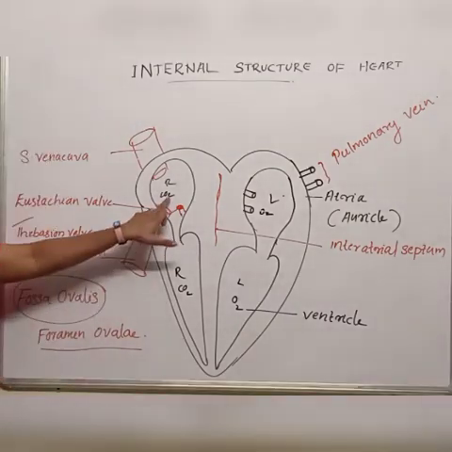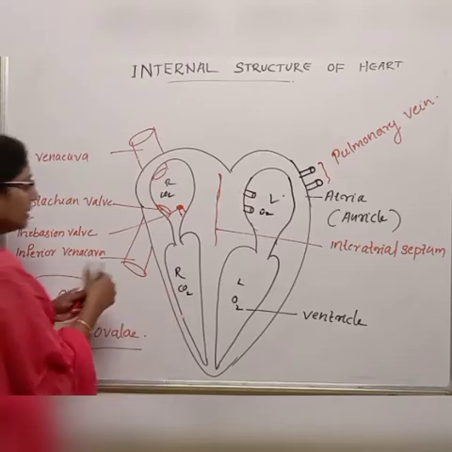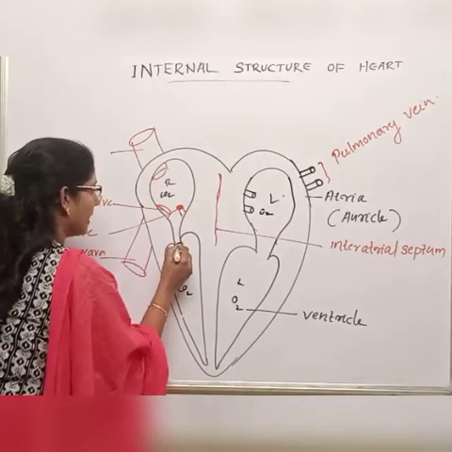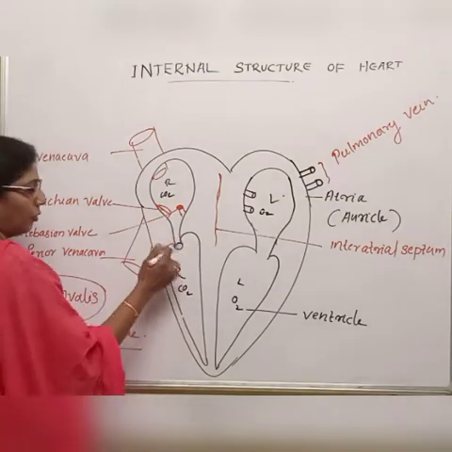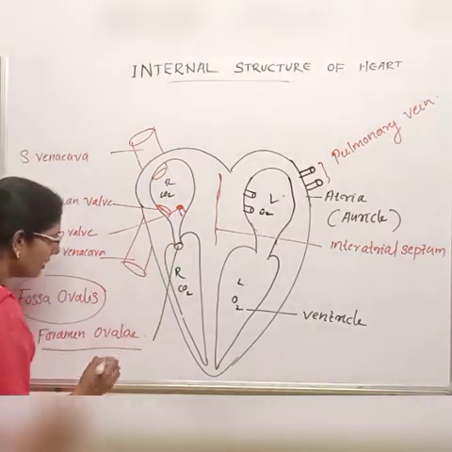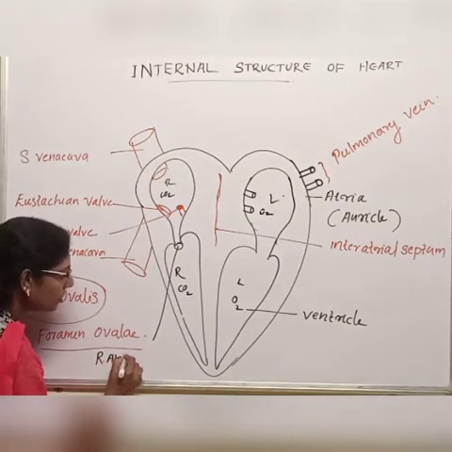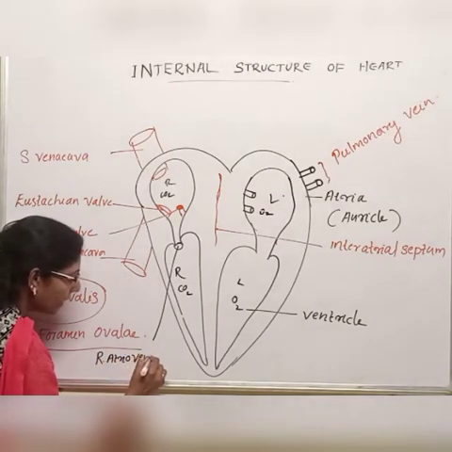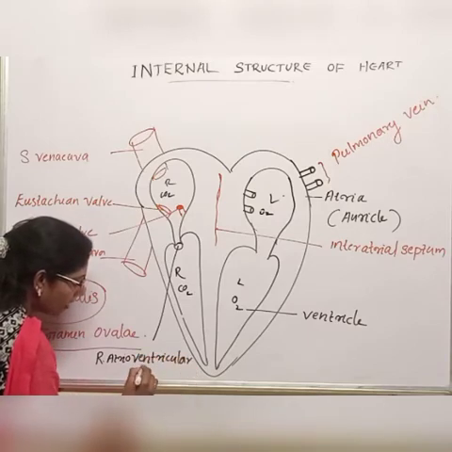Then the right atrium opens into the right ventricle by this opening. Right atrium opens into the right ventricle by an opening. This opening is called the right atrioventricular opening.